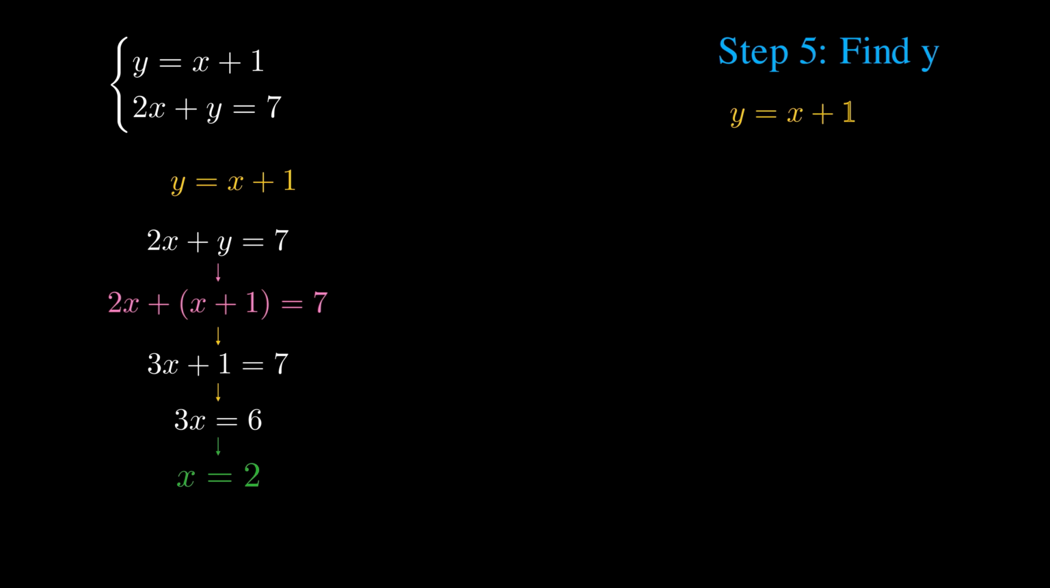Now we plug x equals 2 back into the equation y equals x plus 1. We can also plug it back into the second equation, it doesn't matter. That gives us y equals 3. The solution to the system is the ordered pair 2, 3. This point makes both equations true.